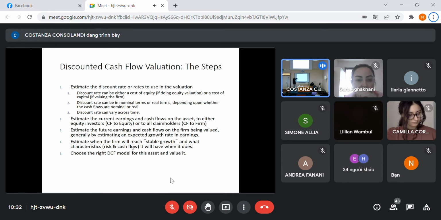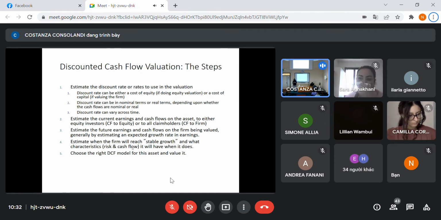Estimate the future earnings and cash flows on the firm being valued generally by estimating the expected growth rate in earnings. So what I need to do is, okay, I have the discount rate, then I have the current cash flow today. So we are evaluating the company today, which is the cash flow we can calculate, is the 2021, assuming that not today, because the financial statements of 2021 are not out yet. But assuming they are out, I can start with 2021 cash flow. Okay, and I would calculate cash flow.